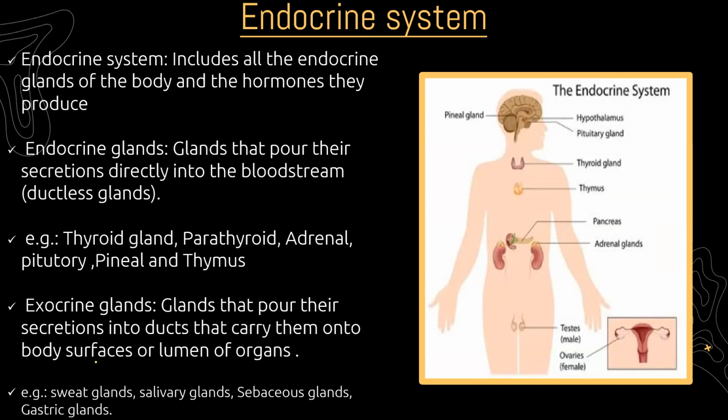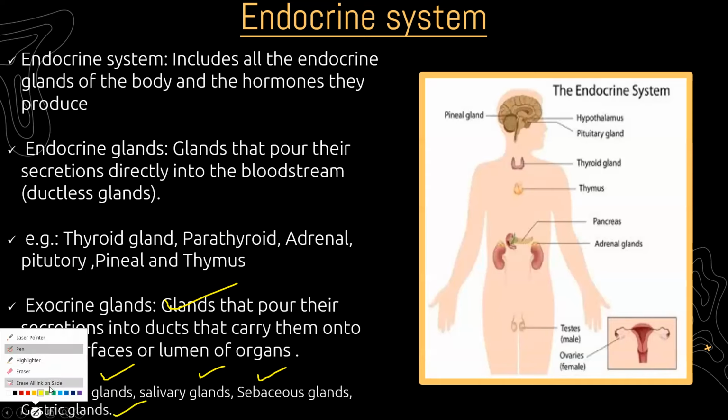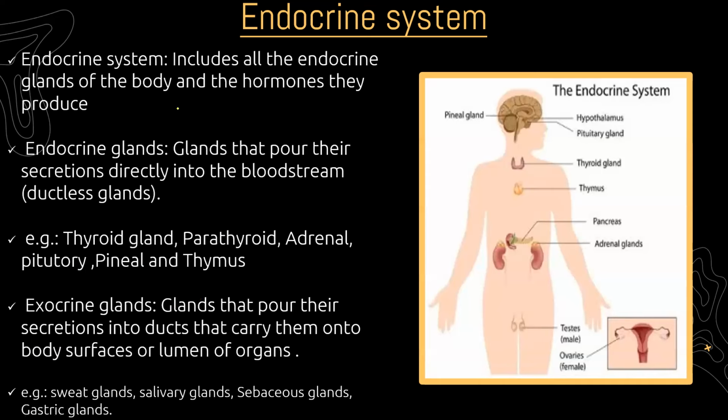So what I mean to say is that whenever there is a requirement, then they will be utilized. Otherwise, they will be stored in the lumen. Examples: sweat gland, salivary gland, sebaceous gland, gastric glands. These are all what, friends? Exocrine glands.